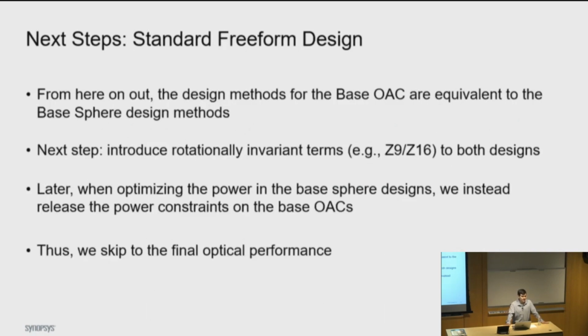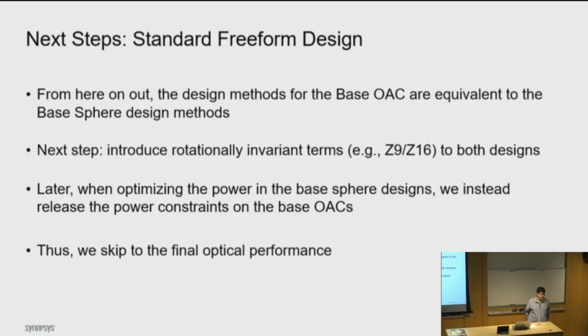After that, we have basically done what we need to do for leveraging the off-axis conic part. And from here on out, the approach is going to basically be the same for the two design examples. The next step in my design process here would be to notice, okay, so we're dealing with field symmetric aberrations, so we're going to introduce our rotationally invariant terms like Z9, Z16, so the A-sphere terms. We'll introduce them to both designs, and that will give us further correction.